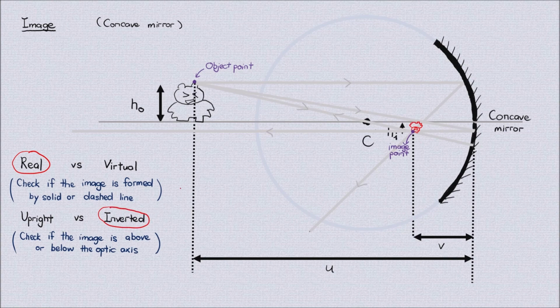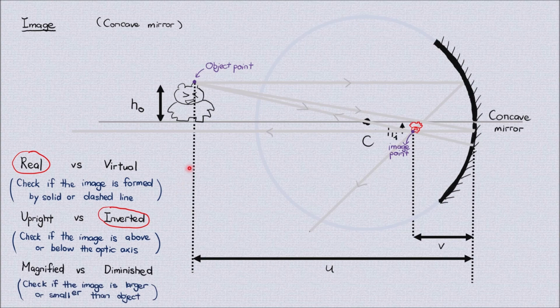Then the last characteristic that we usually identify is whether it's magnified or diminished. To determine this, you can just compare the arrows here. You can see that the object height is quite big. The image height is actually quite small compared to the object height. So we can conclude that it's a diminished image. The answer is diminished. You usually describe the characteristics of your image based on these three characteristics: whether it's real or virtual, whether it's upright or inverted, or whether it's magnified or diminished.